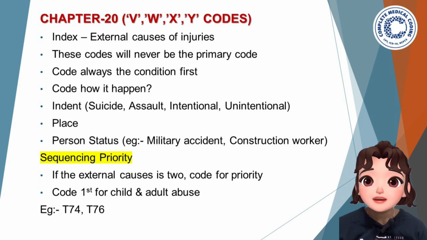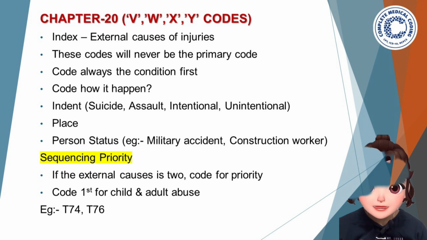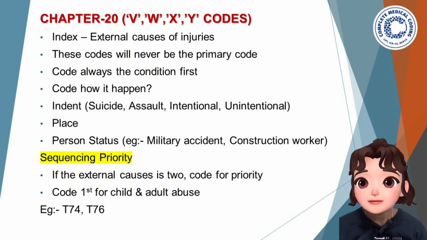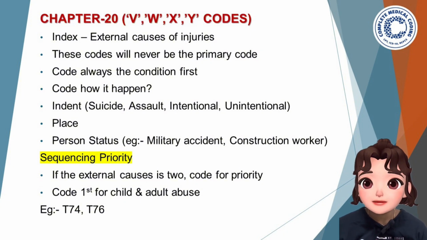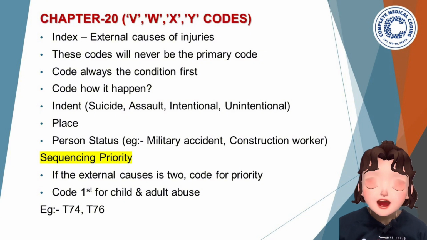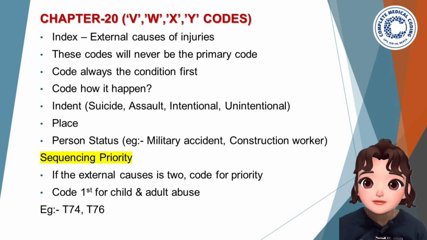Okay. So in this case, there is a sequencing priority. If there are 2 external causes mentioned in the documentation, you have to code for the priority. For example, the detailed one will be coming in the next slide. See, code first for the child and adult abuse. If there is any child and adult abuse, you have to code priority as the child and adult abuse code. Abuse codes should be used as the primary. For example, T74 and T76, both are abuse codes. So primary is the abuse code.